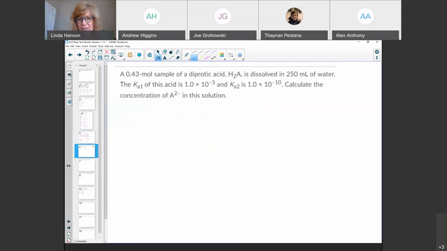Oh, yes, I wanted to include an example on a polyprotic acid. And this example quiz question allows me to do that. I'm given a number of moles of a diprotic acid, H2A, and I dissolve that into 250 mLs of water. So I'm just going to quickly find the molarity, take moles per liter, and let me just do that quick for us. 0.43 over liters. This is a 1.72 molar solution of H2A.